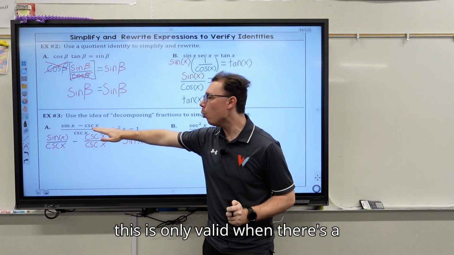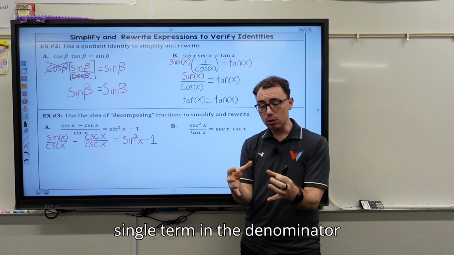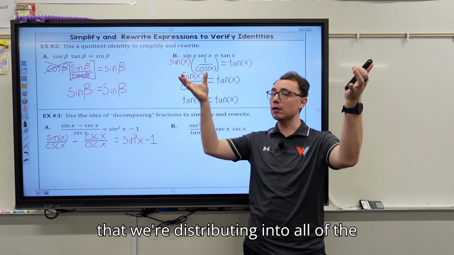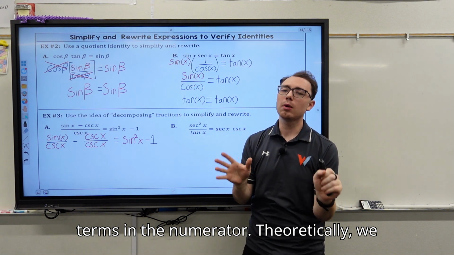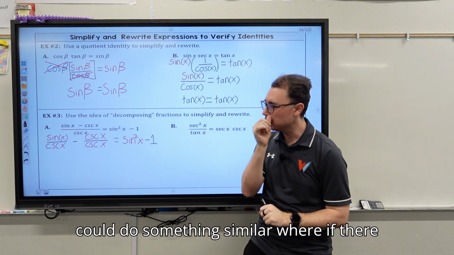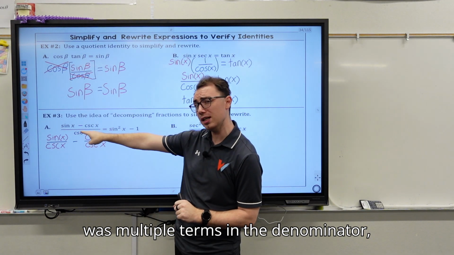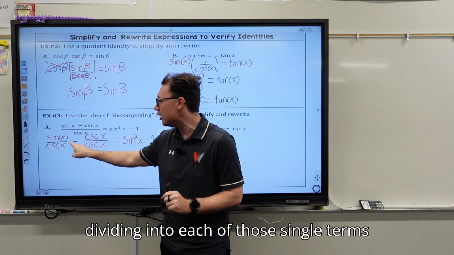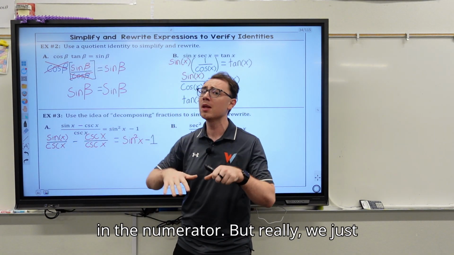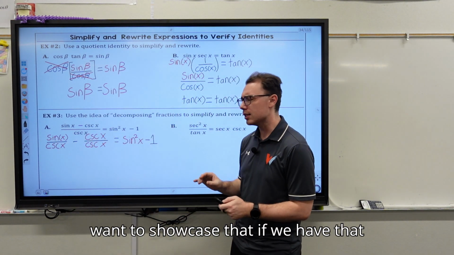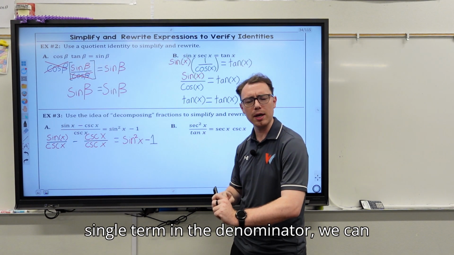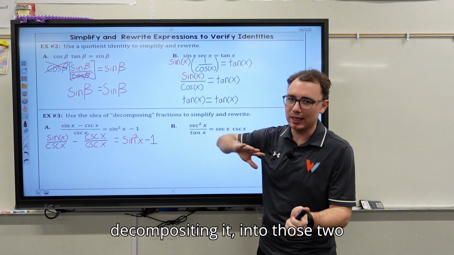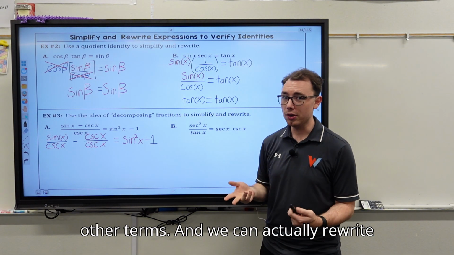Now this is only valid when there's a single term in the denominator that we're distributing into all of the terms in the numerator. Theoretically, we could do something similar where if there were multiple terms in the denominator, we'd have to have those multiple terms dividing into each of those single terms in the numerator. But really, we just want to showcase that if we have that single term in the denominator, we can almost distribute it, really it's called decompositing it, into those 2 other terms.